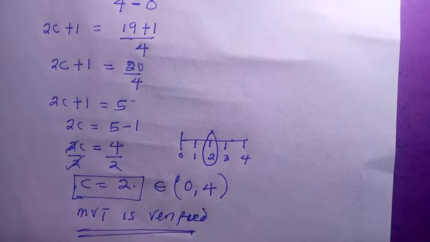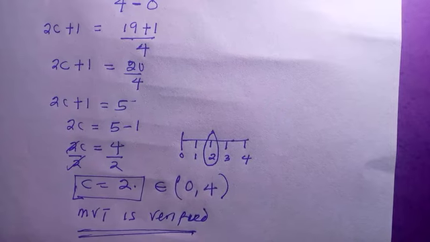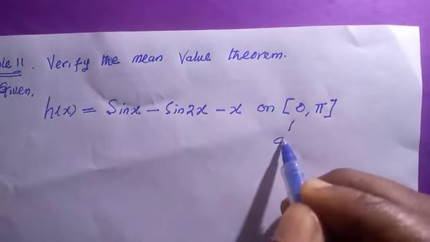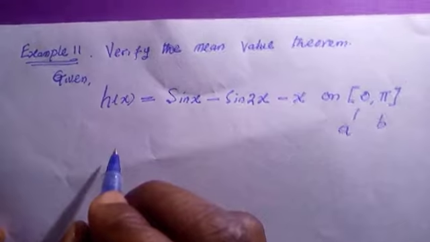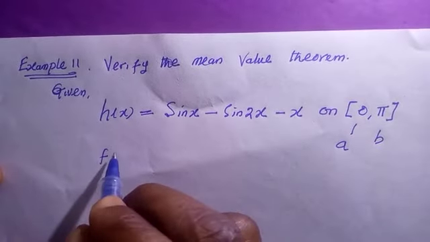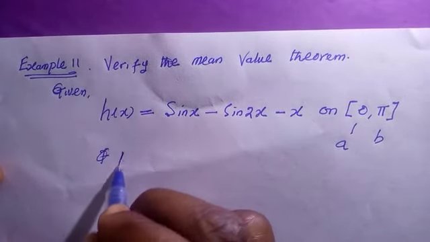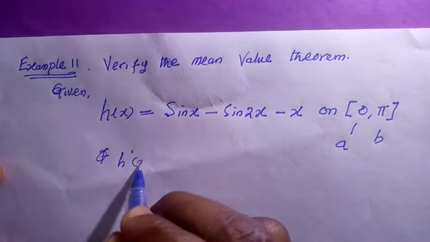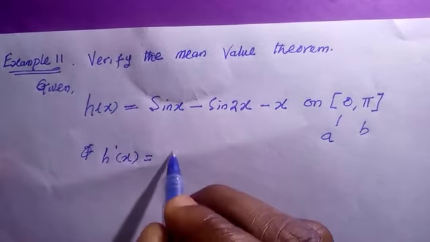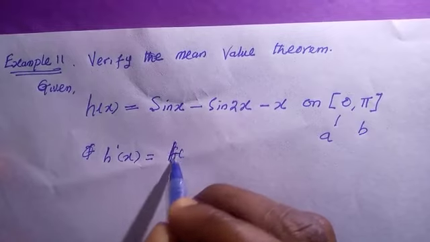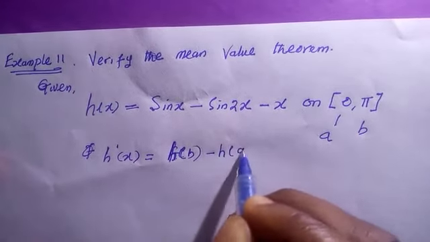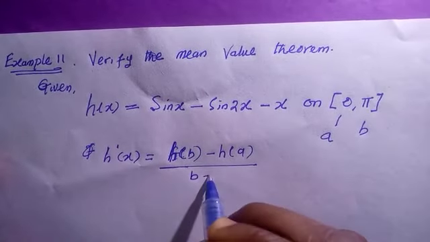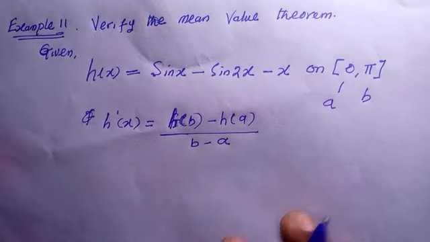And this is the first part, and let's see the second question. Let's verify this, but I'm going to be very fast here since I've done one example. So a is 0, b is pi. And from the formula, we have h prime of x equals h of b minus h of a divided by b minus a.